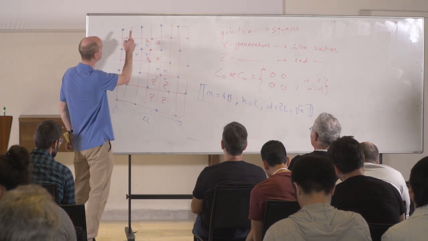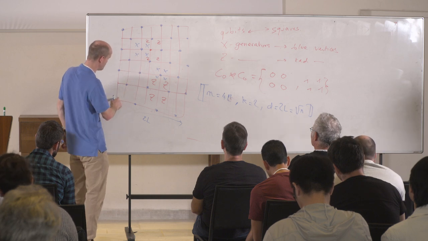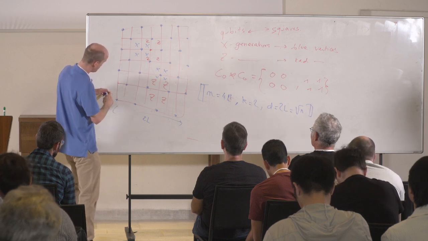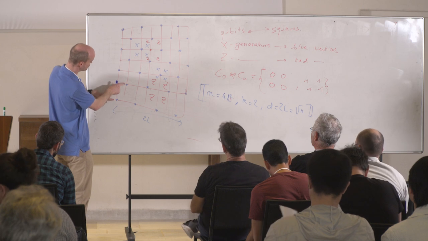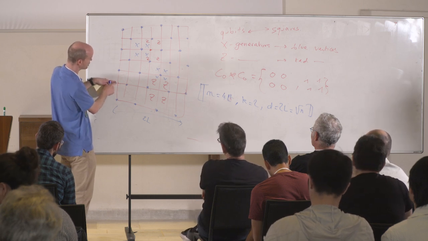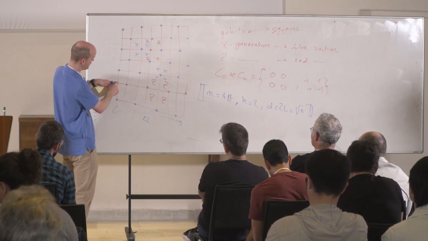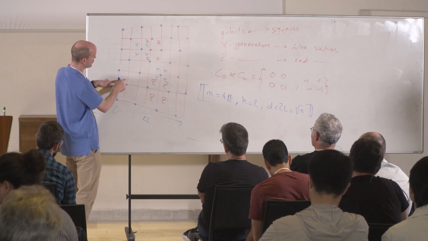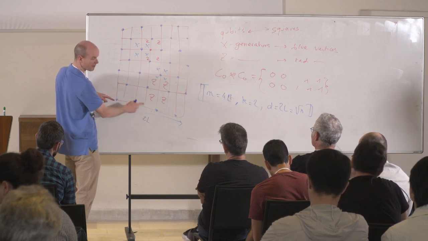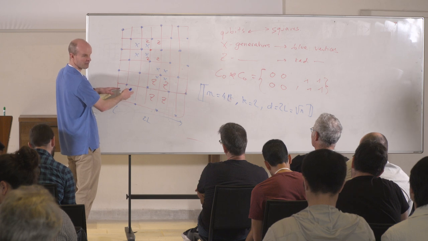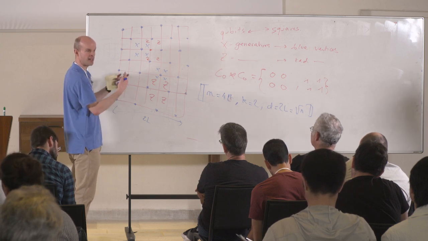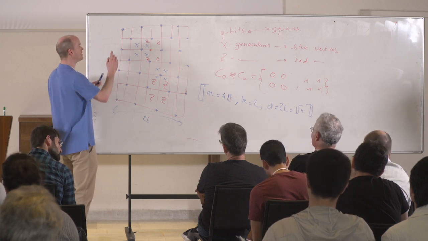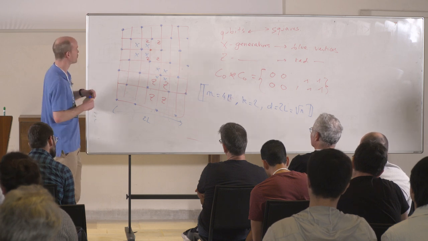Yes. So if you count naively the number of generators, you get one generator for each blue vertex, and one generator for each red vertex. And if you count the number of vertices, it's also 4L squared. You have as many vertices as squares. So naively, you would get zero. But it turns out that there's a relation.